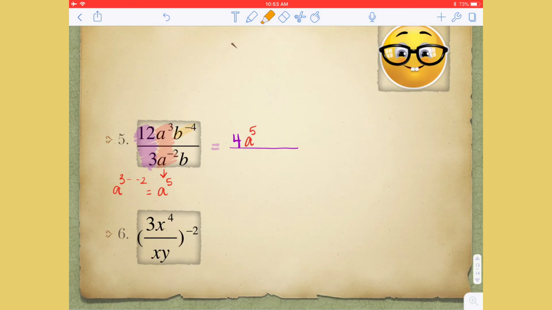And then looking at my b values, as you see I'm highlighting in orange here, I have b to the negative 4, and I'm subtracting, and then it's a 1. And that actually gives me b to the negative 5th.